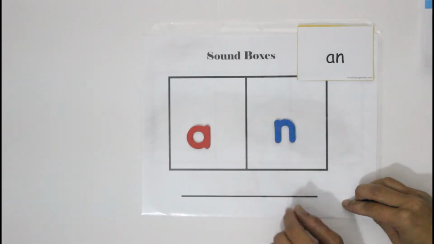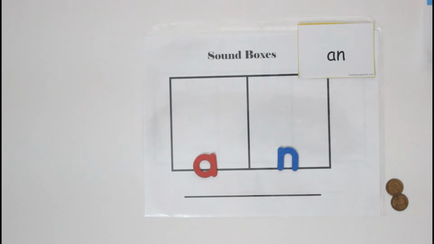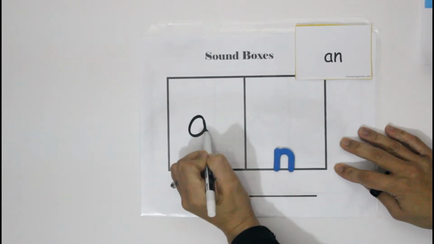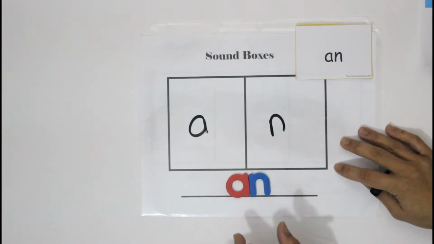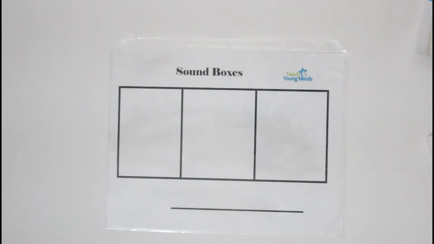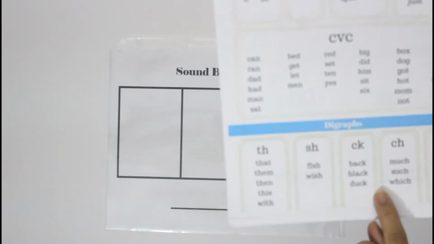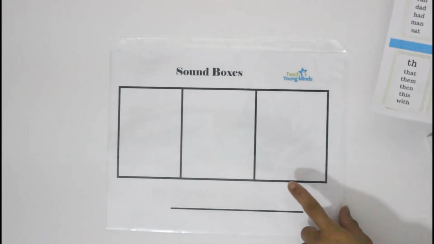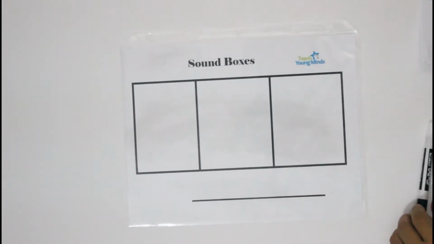And then afterwards, they can get to writing the word, and then putting it together. And I wanted to show you guys an example of more complex decodable sight words. So for example, we're going to look at the word back here, and we're going to do some phoneme mapping with it using these sound boxes.